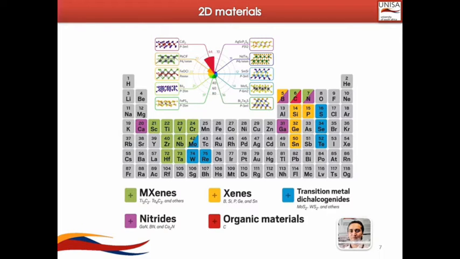While till a few years ago we were talking only about very few cases like graphene, clay and others, now we are talking about families of 2D materials, from MXenes to Xenes to transition metal dichalcogenides, nitrides and organic materials. These materials are known for their unique properties, as everything is happening on the surface.